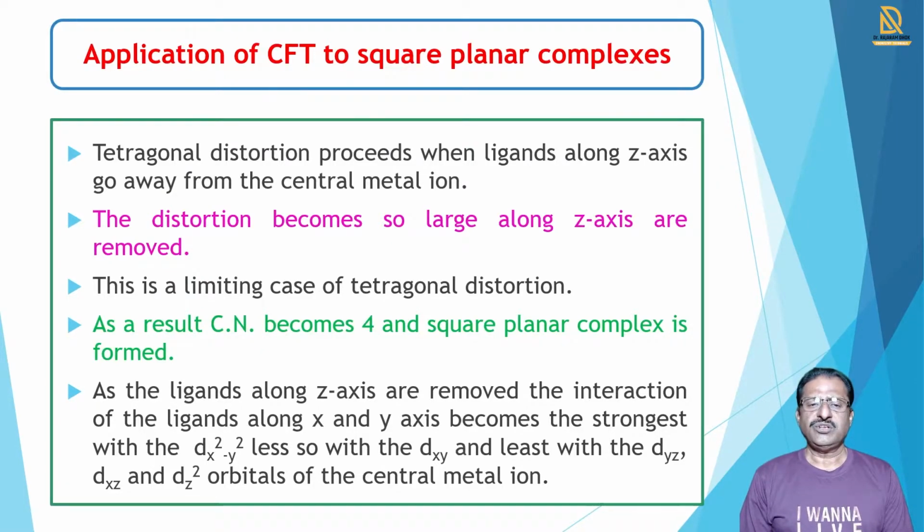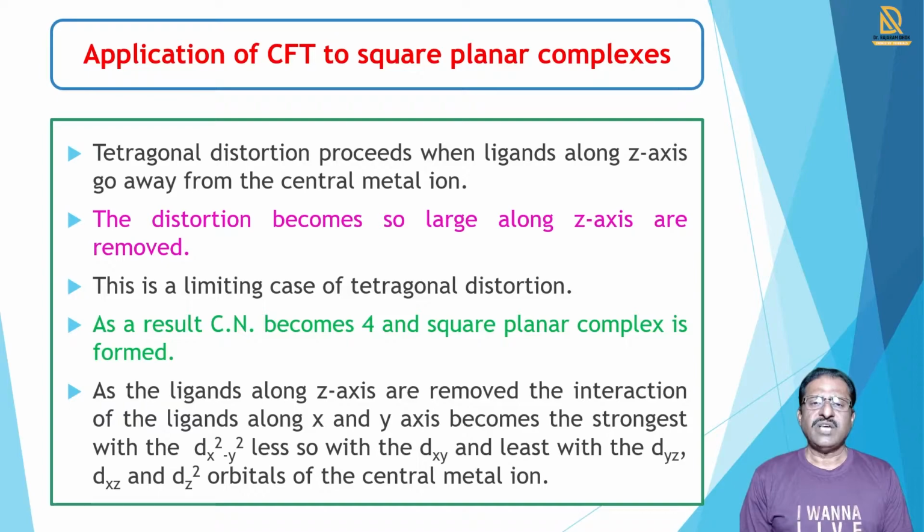So, in the tetragonal distortion, this proceeds when the ligands along the Z axis go away from the central metal ion, and the distortion becomes so large along the Z axis that lastly the ligands are removed. This is a limiting case of tetragonal distortion. In this case, as a result, the coordination number becomes 4 and square planar complexes are formed.